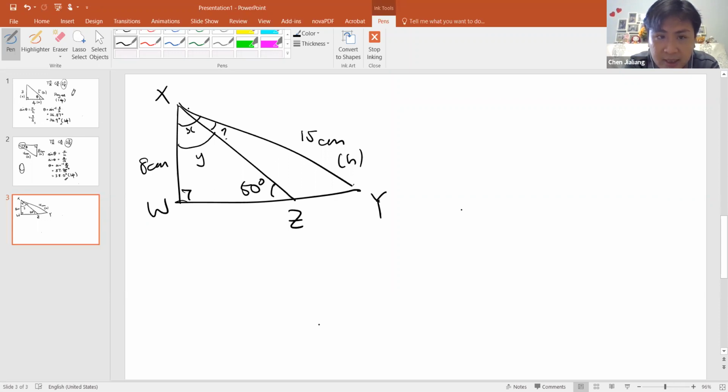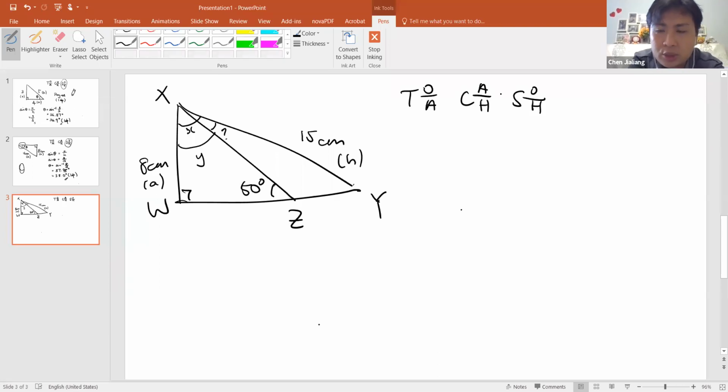This is our marked angle. So 8 cm is opposite or adjacent? Adjacent. Good. So everyone get the idea? Because 8 cm is just beside the marked angle. So this is the adjacent. Then we go back to our formula again. Soh, Cah, Toa.